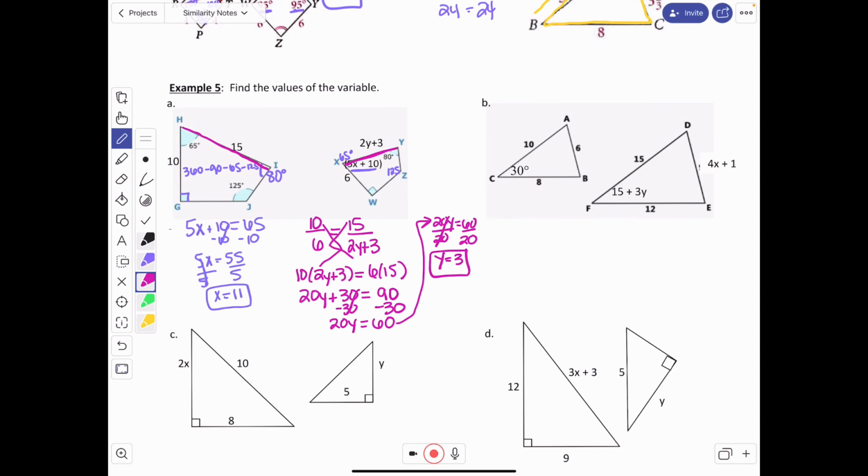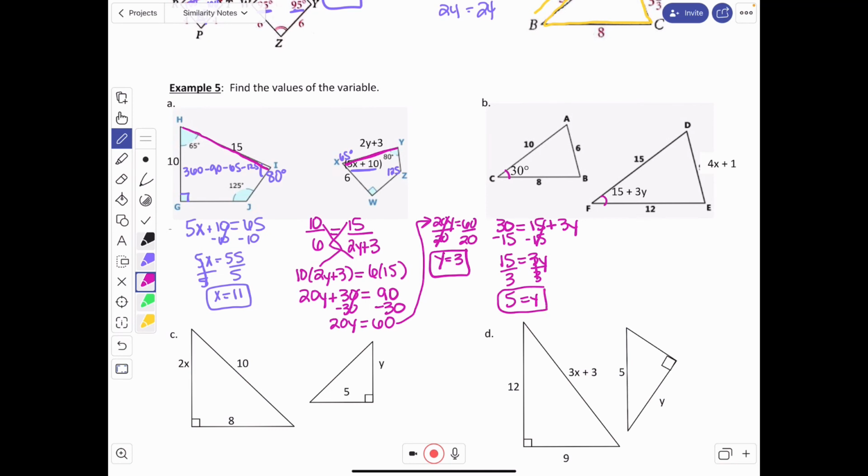Okay, so moving on to the next triangle. Remember, angles are equal, so I'm going to do that one first. I've got 30 equals 15 plus 3y. I'll subtract 15, and I'll get 15 equals 3y. We'll divide by 3, and we'll get 5 equals y.